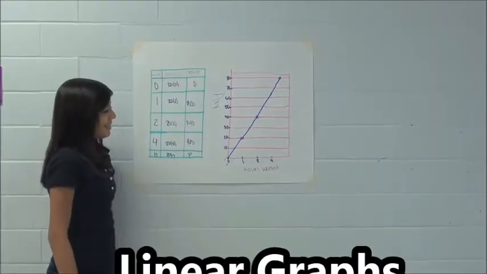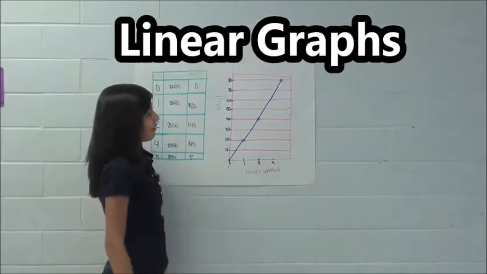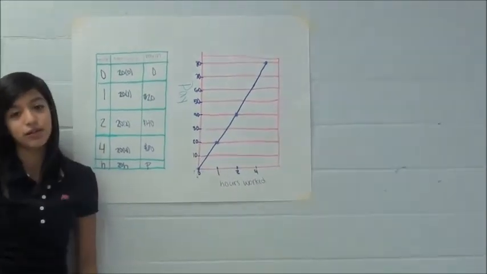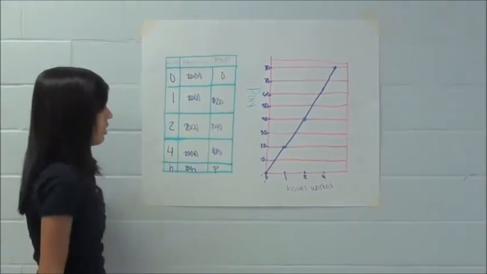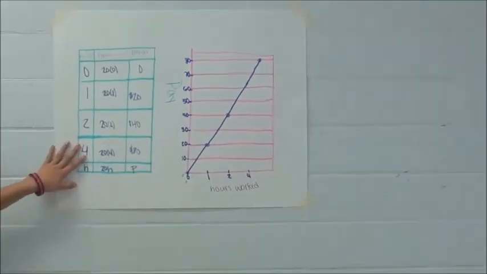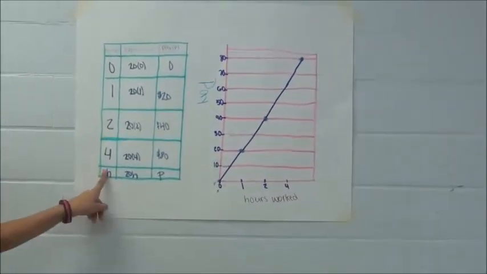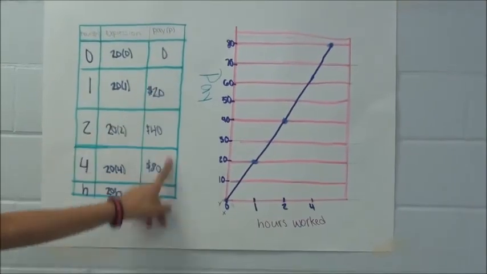Today we're going to talk about linear graphs. To make a linear graph, we're going to use the example of Jessica works for $20 an hour. What would the linear graph be if she works for 4 hours? Okay, so first step, we're going to make a table. The table's going to have the hours, the expression, and the pay.